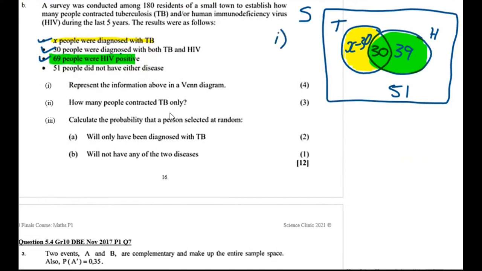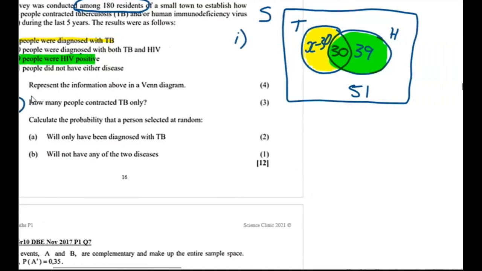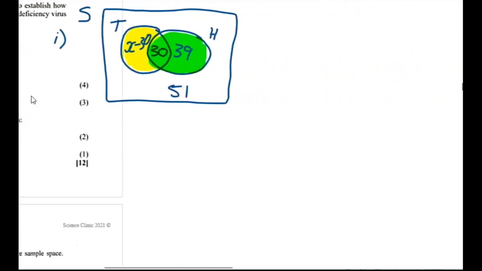Number one. How many people contracted TB only? So they now need us to calculate this X minus 30. There's a couple of ways you could do it. I want you to remember in the story, they told us we asked 180 residents in total. So we are talking about the number of people. So 180 in total. I need you to tell me what equation we would land up using to get how many people contracted TB only.